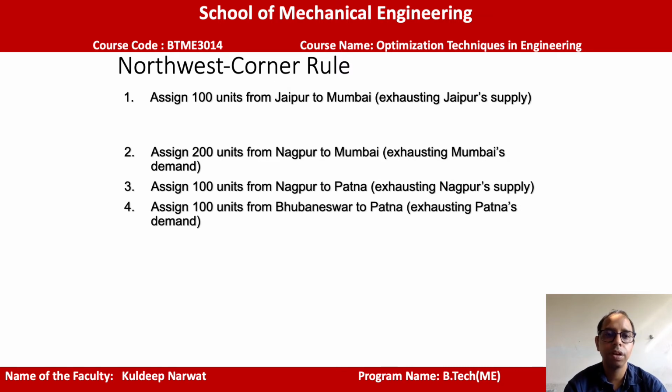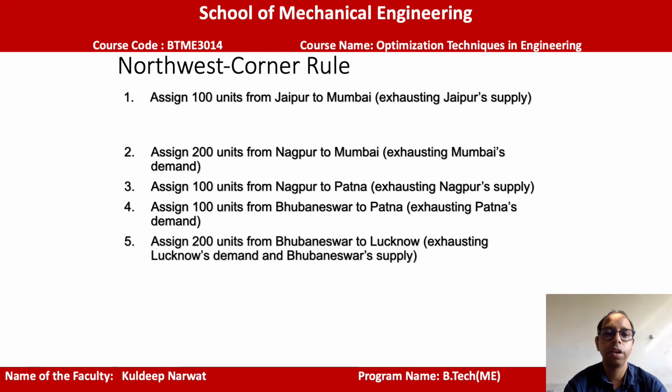In the next step, we will be assigning 100 units from Bhubaneswar to Patna. That would result in exhausting Patna's demand. Then we'll be left with 200 units that we have to assign from Bhubaneswar to Lucknow, exhausting Lucknow's demand from Bhubaneswar.